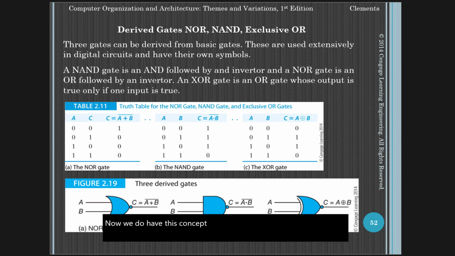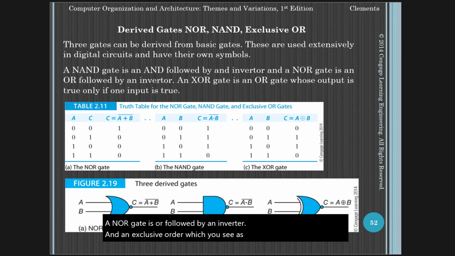Now we do have this concept of derived gates. So we talked about how there's just 3 gates from our basic gates, but these derived gates kind of build upon the logic of our basic gates. They're used extensively in digital circuits. They have their own symbols, but they're the NOR, NAND, and exclusive OR. So we can see here some logic, right? A NAND gate is an AND followed by an inverter. A NOR gate is an OR followed by an inverter.